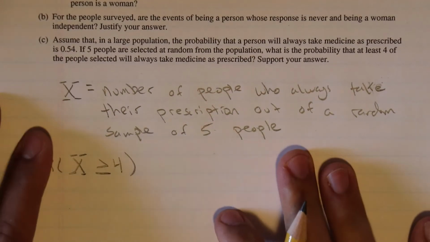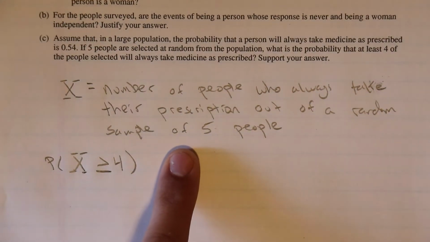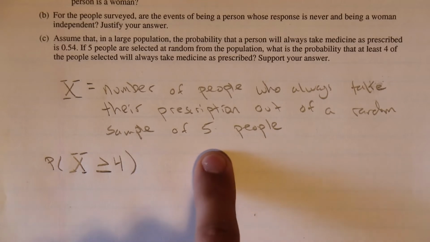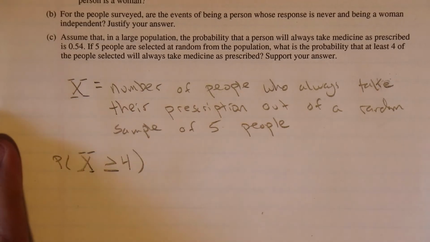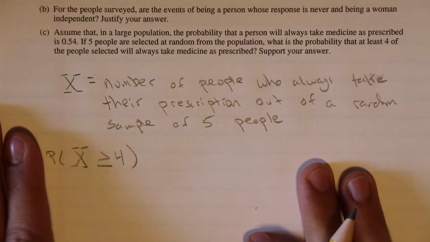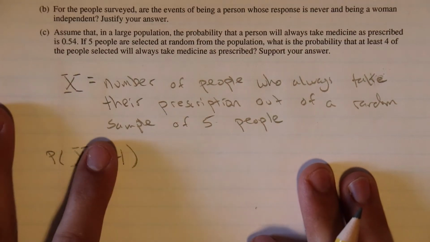Well, let's check. This smells like a binomial random variable. So B, is it binary? Yeah, they either take their medication or they don't. I, is it independent? Yes, because it's a large population and we aren't taking more than 10% of the population. N, is there a certain number of trials? Yes, we're taking 5 people out of the population. S, is it the same probability of success? They say the probability the person will always take their medicine is 54%. So we're going to assume that that's the same regardless, and with the 10% condition being satisfied, we're going to be okay. So this is a binomial random variable.